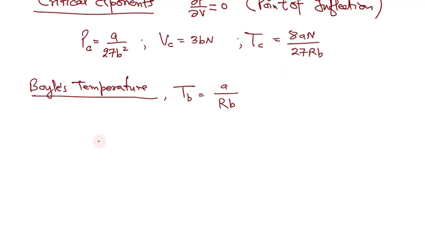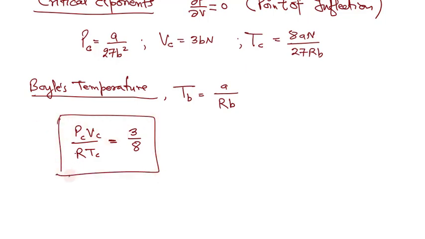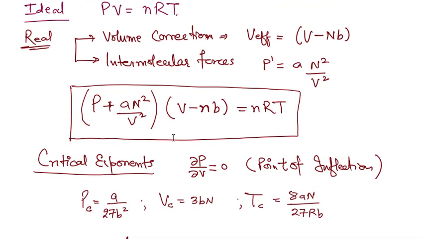Now let me find this ratio, P_c V_c by R into T_c. You convert PV is nRT, so for 1 mole this should be 1, but for this real gas this constant turns out to be 3 by 8. So this is the PV by RT_c ratio. If you calculate this ratio, it turns out to be 3 by 8. So this was for this particular gas relation.